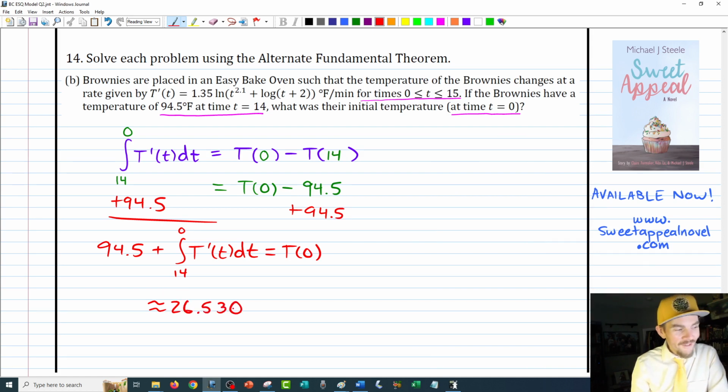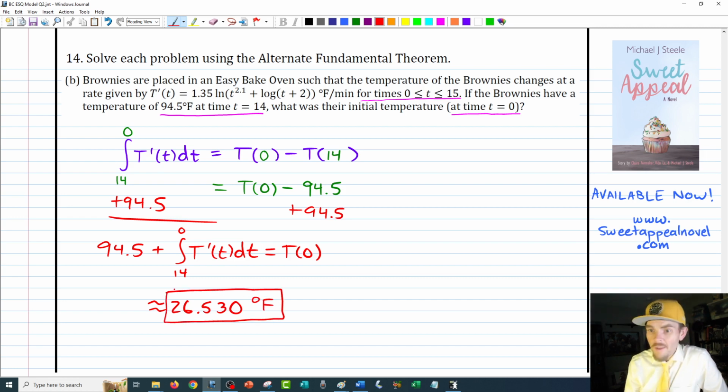26.530, which means that the brownies were frozen. Oh, you know what? That makes sense. It's the initial temperature. It's totally possible for the brownies to have been frozen, maybe. I don't know how people put together the stuff to put in an easy bake oven, but that makes total sense. That absolutely could have been that they were put into the freezer for a while before going into the easy bake oven. Now, having said that, the fact that they went to 94.5 degrees means that it gets pretty hot, which is dangerous for a little kid, and that is who the easy bake oven's made for. But having said all that, that does make sense.